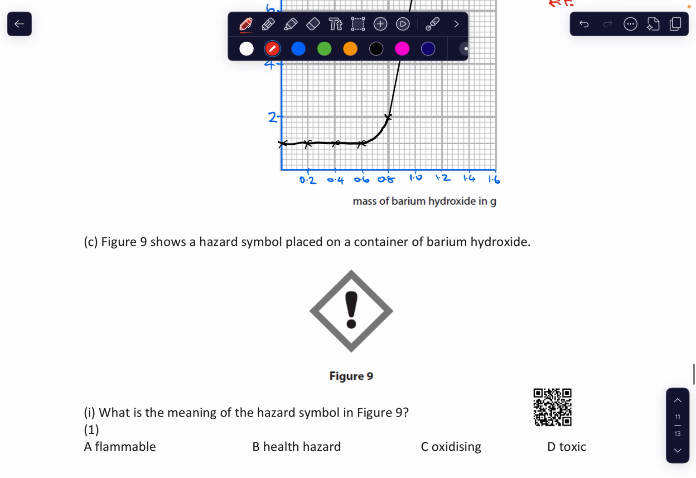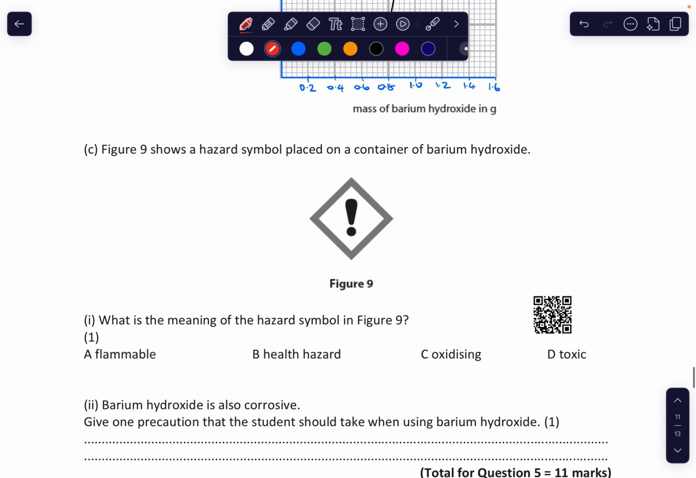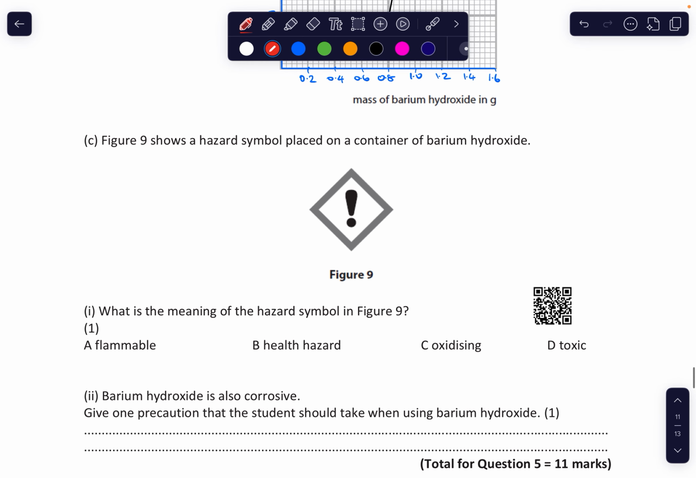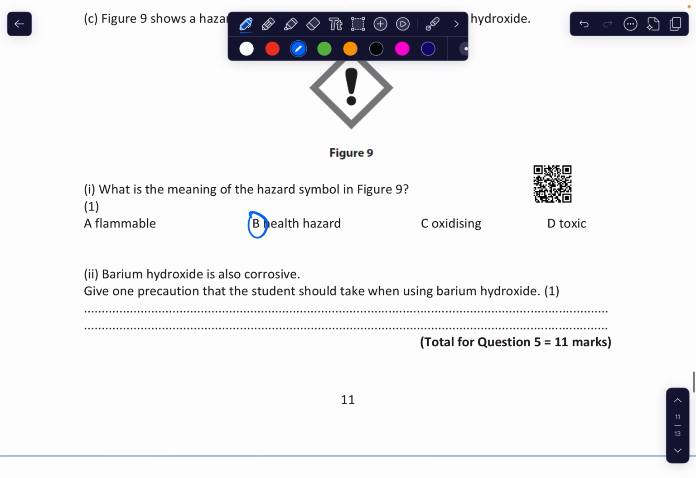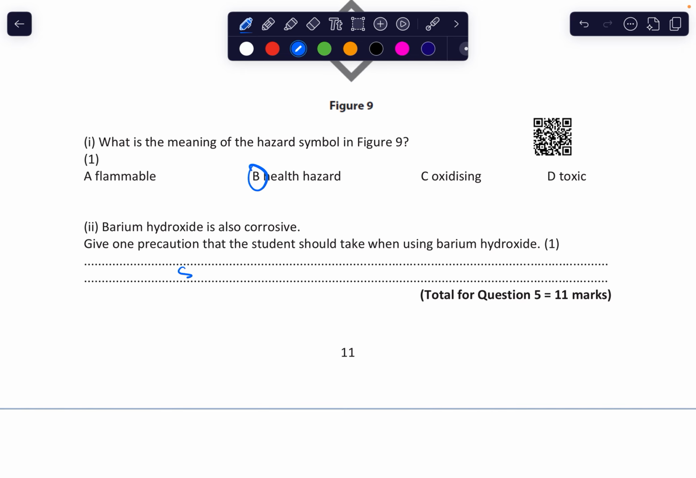Okay, last little bit. What is the meaning of this hazard symbol? So this hazard symbol is a warning that there is a health hazard. And barium oxide is corrosive. Give 1 precaution you should take. What you do here is you would wear safety glasses. Okay.